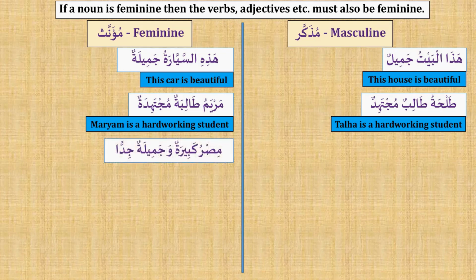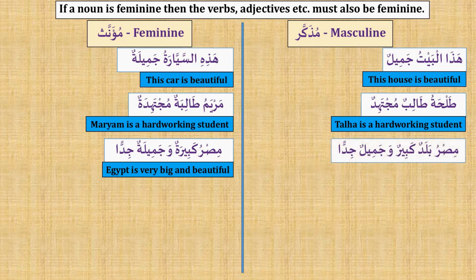Misru kabiratun wa jamilatun jiddan. We also said that countries, cities, towns are also feminine. Misr is Egypt. Egypt is very big and beautiful. Kabiratun is an adjective, means big, and jamilatun, beautiful. Kabiratun wa jamilatun.